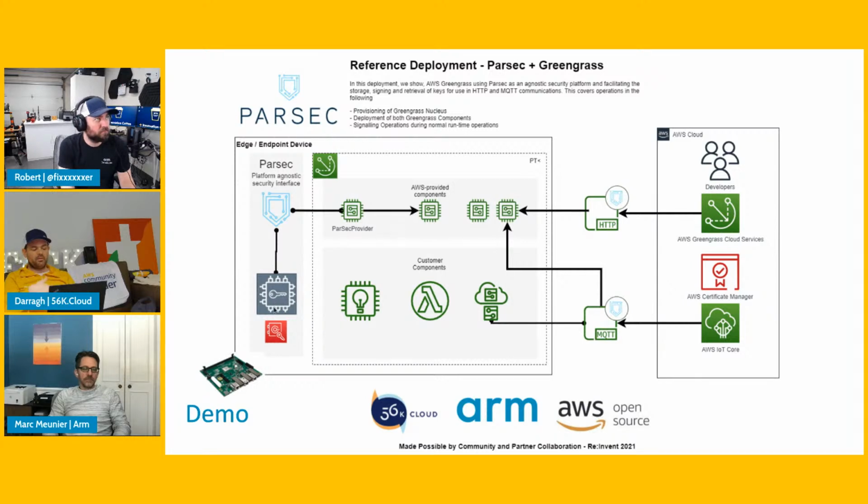The backend provider for PARSEC is encrypted. Then PARSEC will come up as a service. It'll generate a private key, and then the PARSEC plugin is provisioned into AWS Greengrass. So this component here on the left.